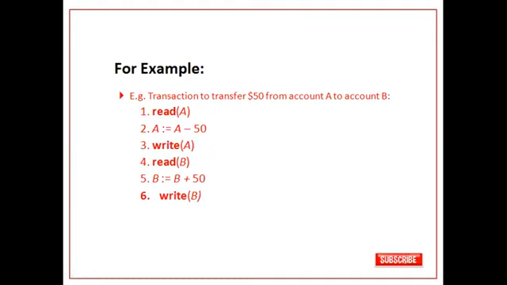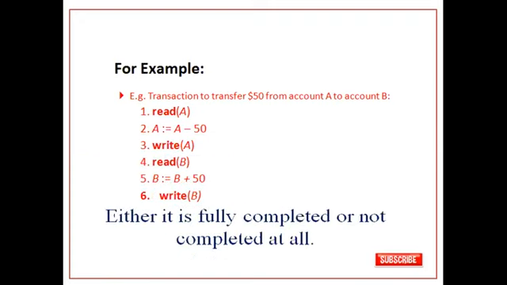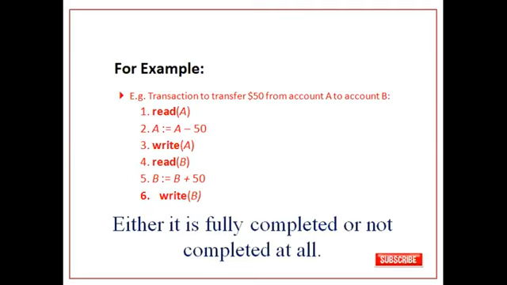So atomicity means either it is fully completed or not completed at all. If the 6 steps are completed successfully, that is a successful transaction. This can be treated as atomicity. Or it is not completed at all. If one step is missed while transferring the funds, that is not a successful transaction. That is called an unsuccessful transaction. So these are the 6 steps to follow for transferring funds.